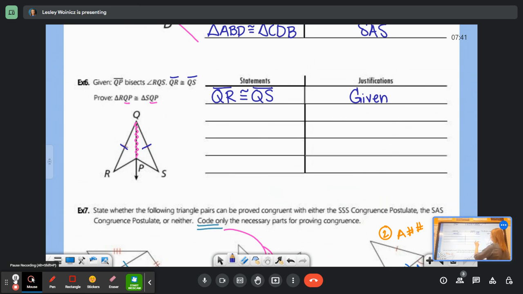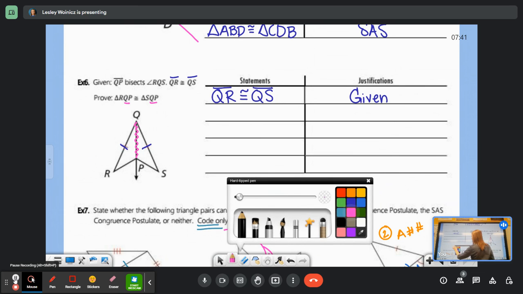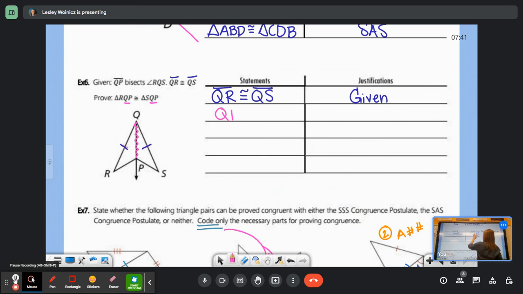We got typos today. All right, so we know that segment QP is congruent to itself. QP, congruent to itself. QP. That is our reflexive property of congruence. Okay, next.